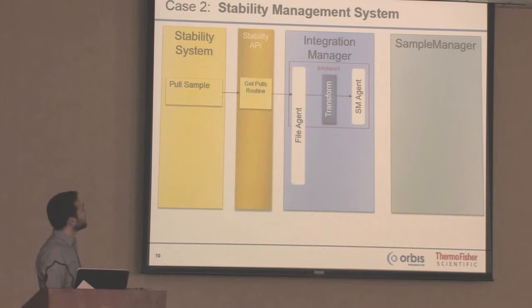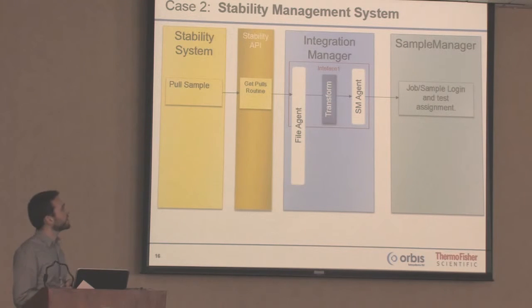Integration Manager would then pick up this proprietary XML format, transform it to its common format, and then transfer that onto the Sample Manager agent. And in Sample Manager, this would log samples and jobs and assign tests based on the sample behavior in the stability system. And this is a bidirectional interface.